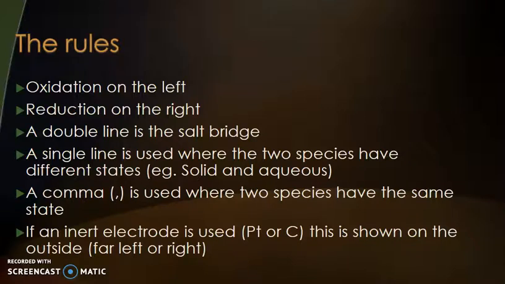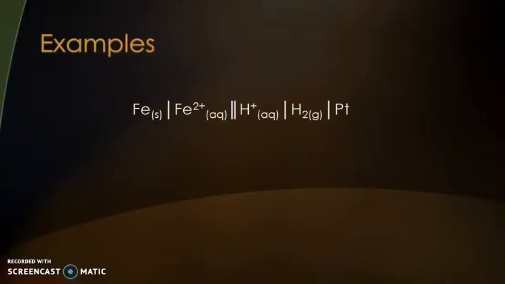So let's show you a couple more examples. This one here, the oxidation reaction, shows iron metal being oxidized to form Fe2+ ions. The reduction reaction has hydrogen ions being reduced to form hydrogen gas. Now, the left-hand side of the cell notation is exactly the same as it was for the zinc one, except obviously it's for iron. The right-hand side is slightly different because we've got hydrogen ions, which are an aqueous solution, and hydrogen gas, which is obviously a gas.